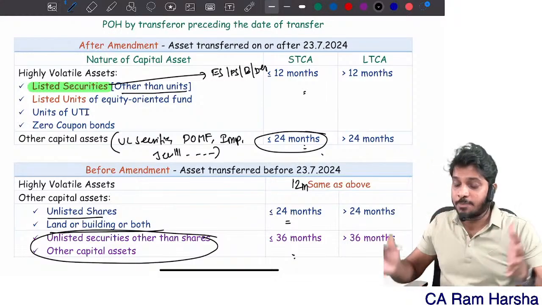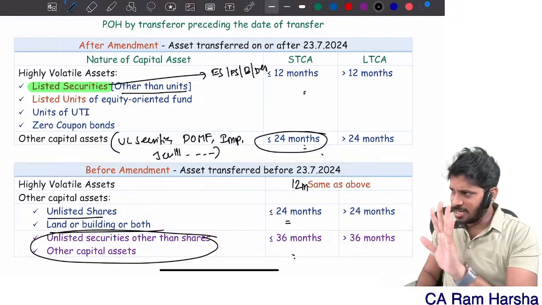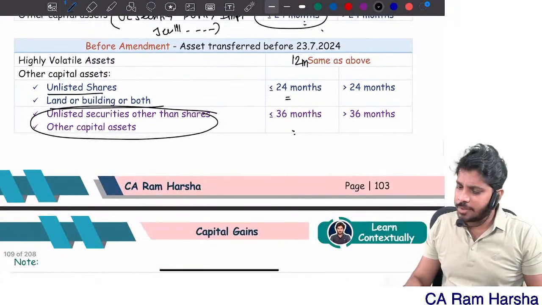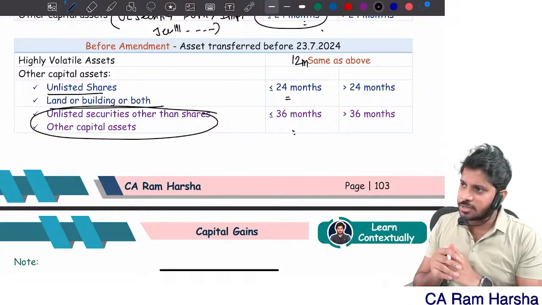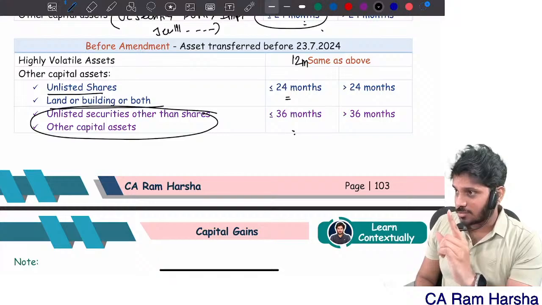Before the amendment, suppose, sir, I am selling an asset before 23rd July. What is the consequence? Which asset did you sell? A highly volatile asset: 12 months is the logic.